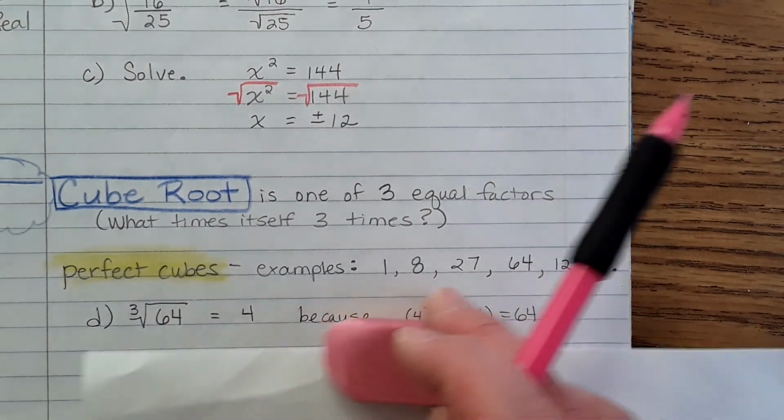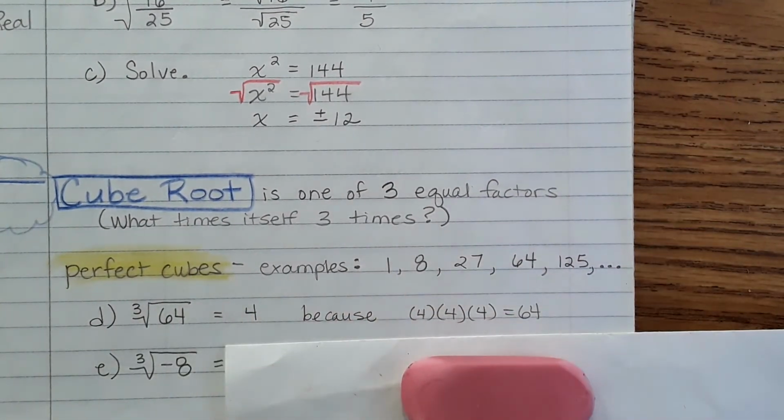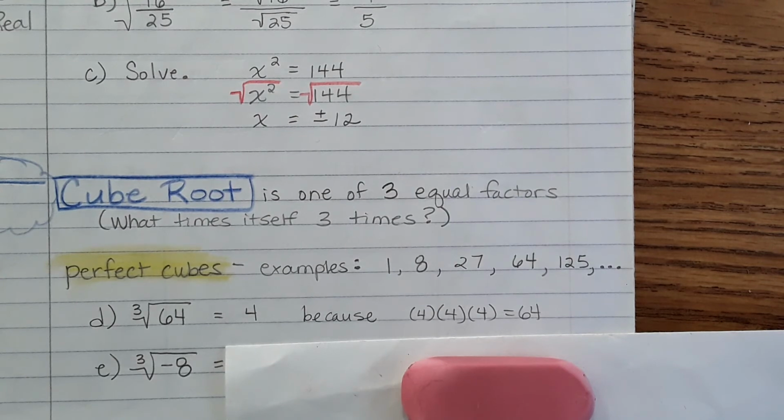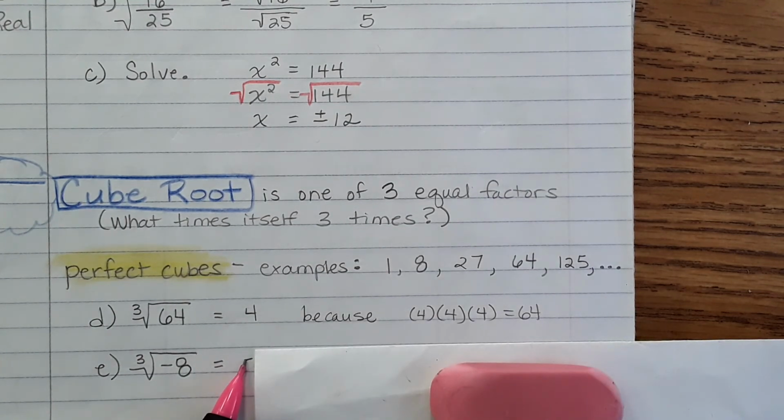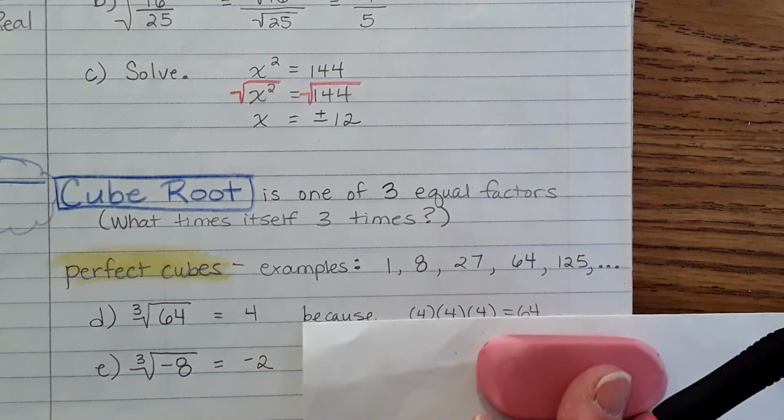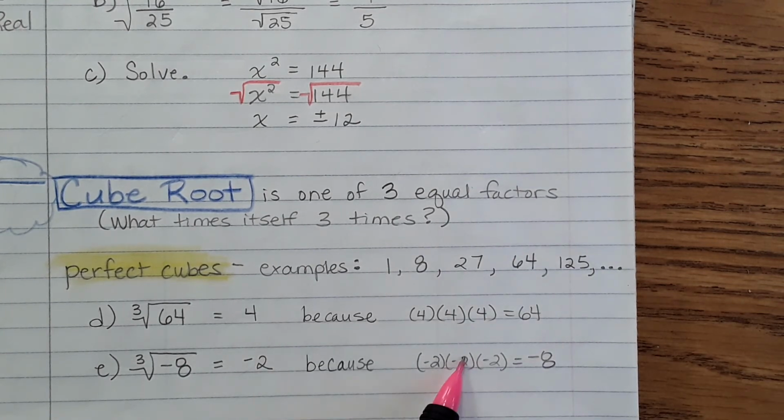One more example. What is the cubed root of negative 8? What number times itself 3 times will give you a negative? Well, I know it's got to be a negative number because I know that a negative times a negative times a negative is a negative. Remember, we discussed if it's an odd number of times being multiplied, it would be negative. So I know it's negative 2 because negative 2 times negative 2 times negative 2 is negative 8.